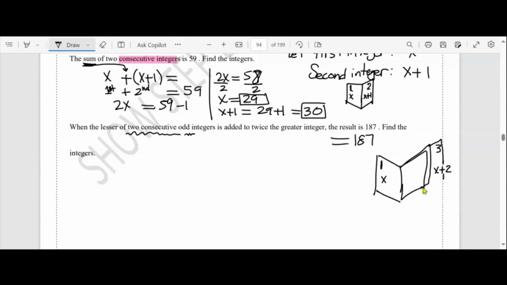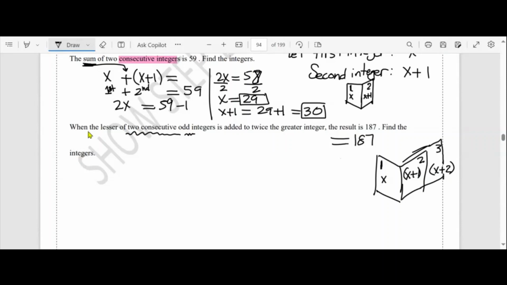It's 1, 3, 5. If it's 2 here, then it's going to be x plus 1. But I need the next page. What's the next page? X plus 2. Why x plus 2? Because we skipped the page. Right, we skip a page, right? We go for the next page. Is this clear or not clear? Good.